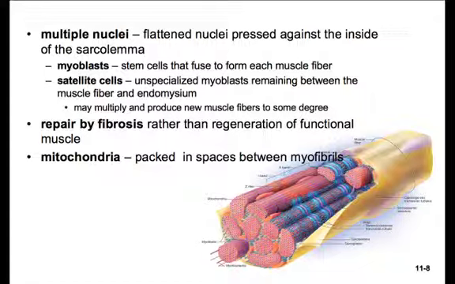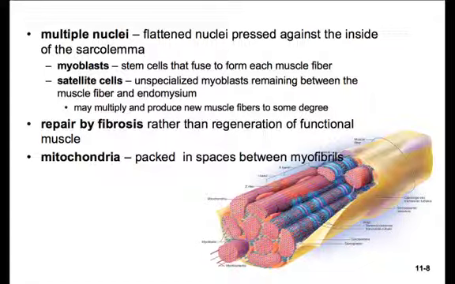There are multiple nuclei in each skeletal muscle fiber. These nuclei become flattened and pressed against the inside of the sarcolemma. You can see them here in purple. Skeletal muscle fibers are usually multinuclear.